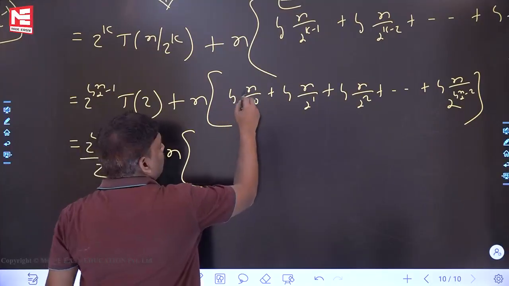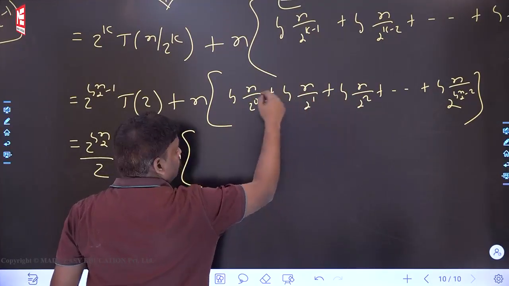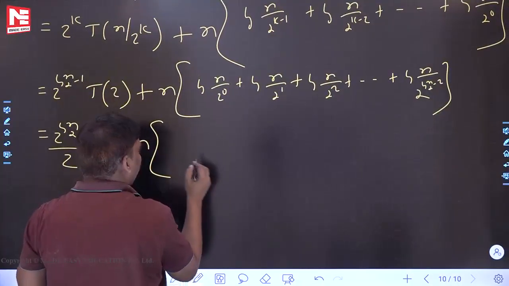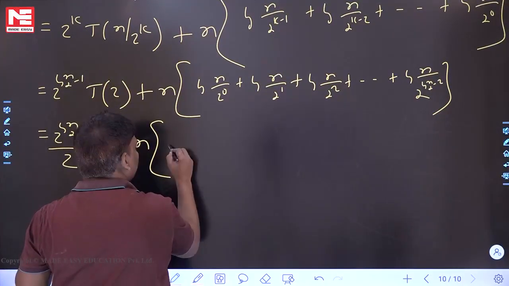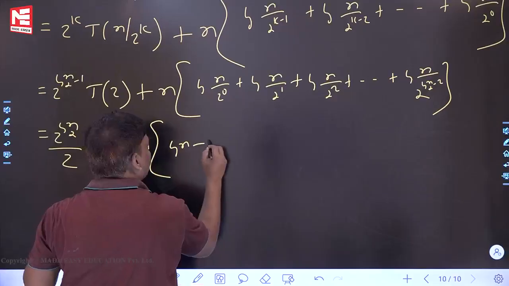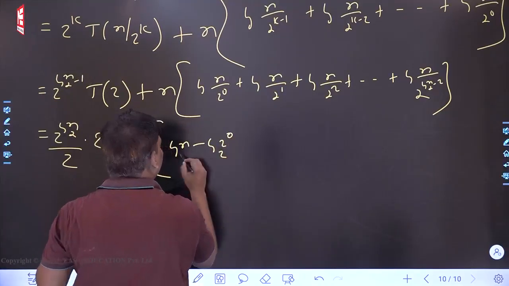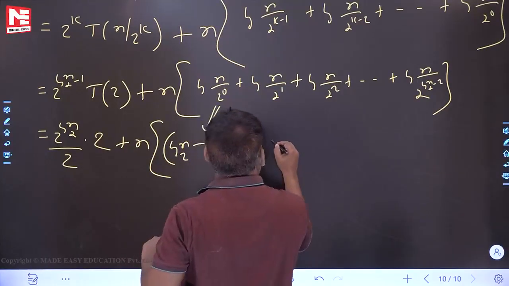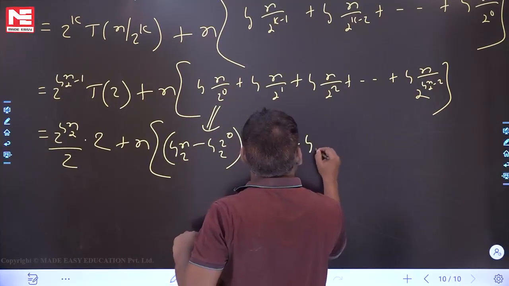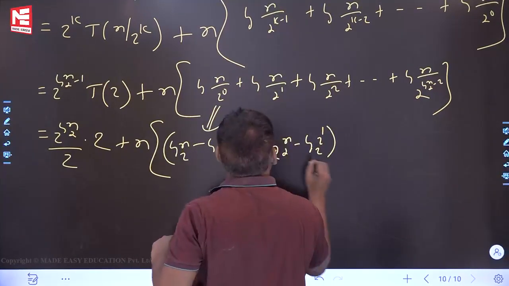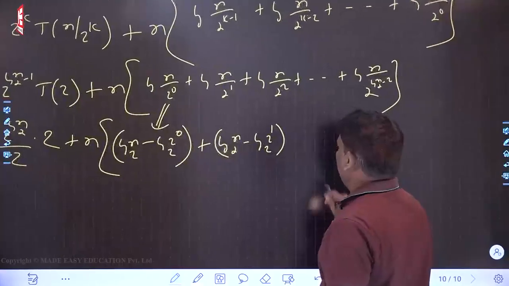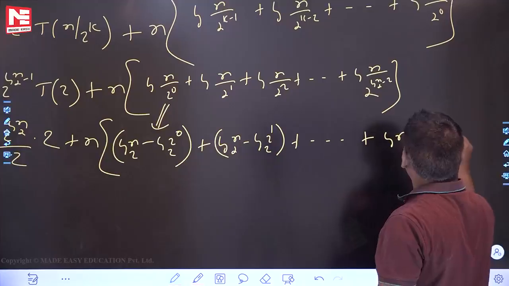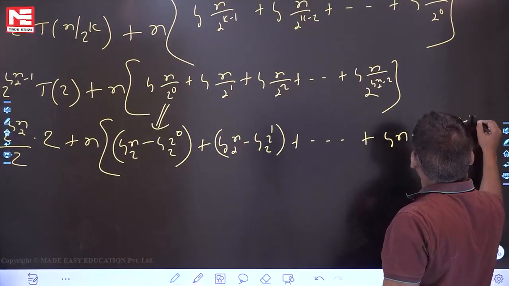Everyone knows, what is the answer? Log a by b formula. Let's check here: log a minus log b. What is the answer? Log n minus log 2 power 0 base 2. It is the first. Same here also: log n base 2 minus log 2 power 1 base 2. Any common base you can take, no objection. This one becomes log n minus log 2 power log n base 2 minus 2 base 2.